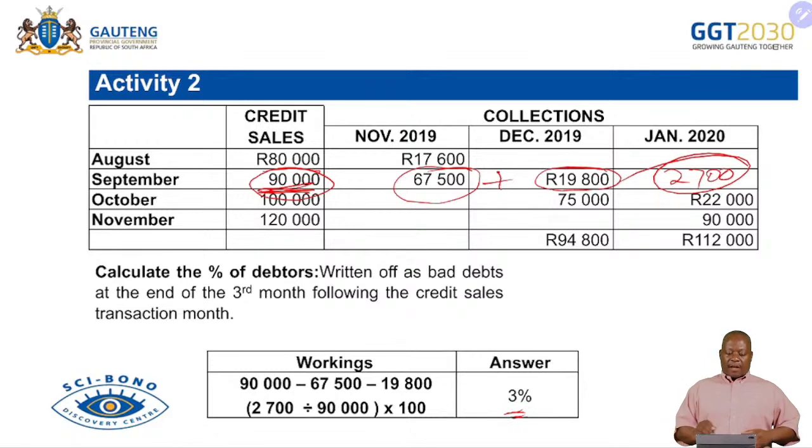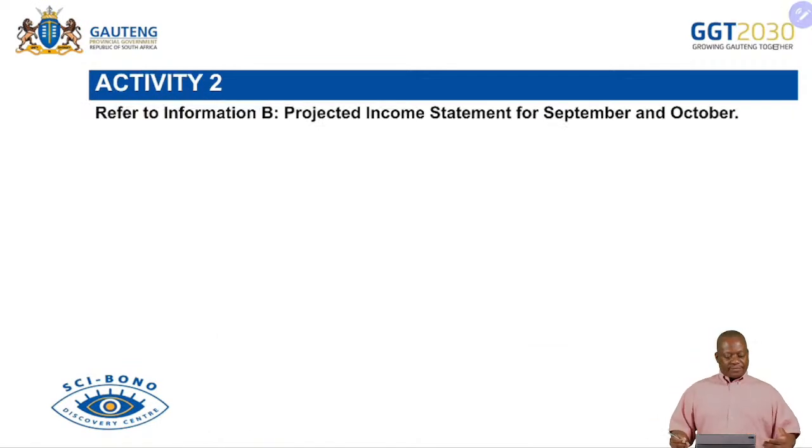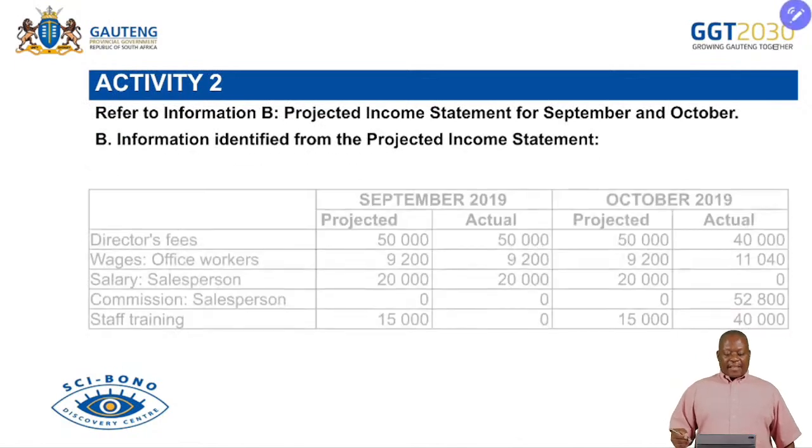Check here. 90,000 are the credit sales for September. In November, we expect to receive 67,500. In December, we expect to receive 19,800. So if we subtract those two amounts, we are going to remain with 2,700 unaccounted for. That's your bad debts. What percentage is that? 3%. Let's move on.